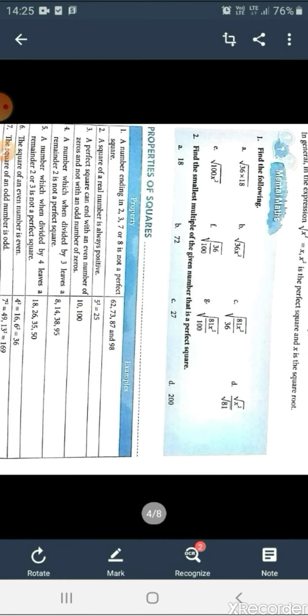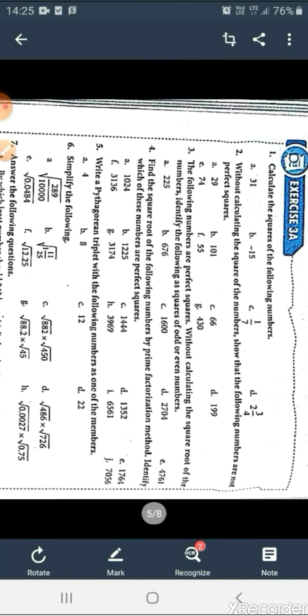Now question number 2. Without calculating the square of a number, show that the following numbers are not perfect squares. I told you about the properties of squares, so with the help of these properties we will do question number 2. We will not calculate the squares, we will only give the reason why it is not a perfect square. The first example is 29.